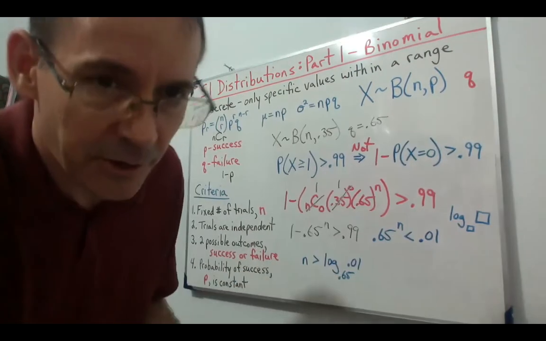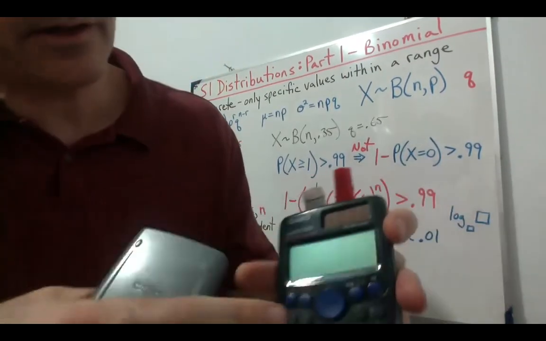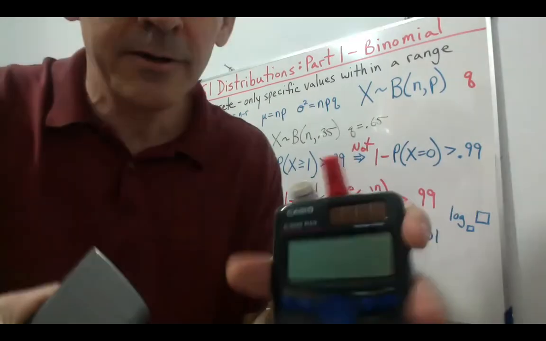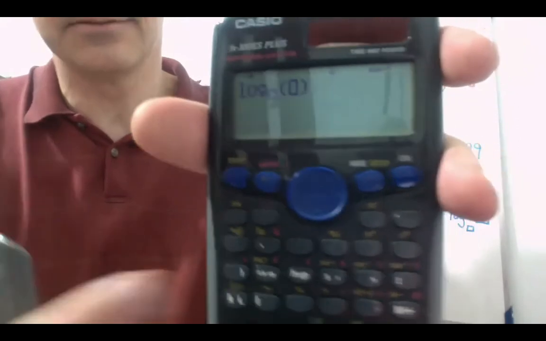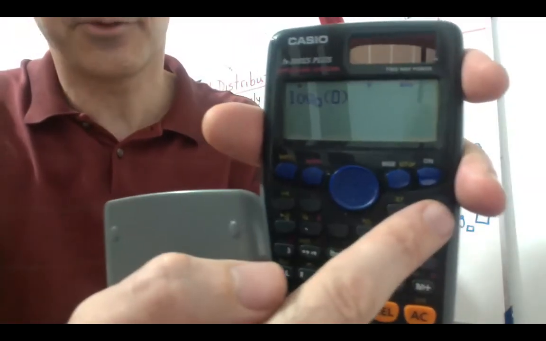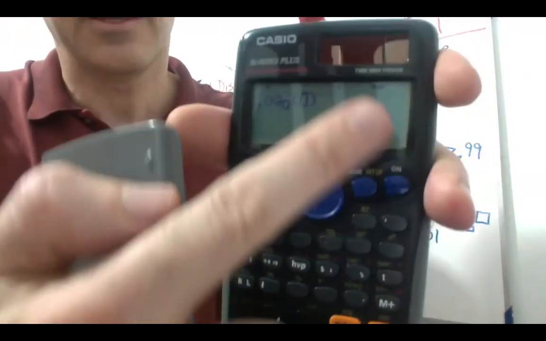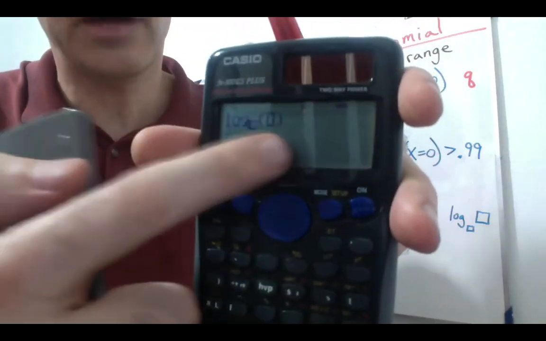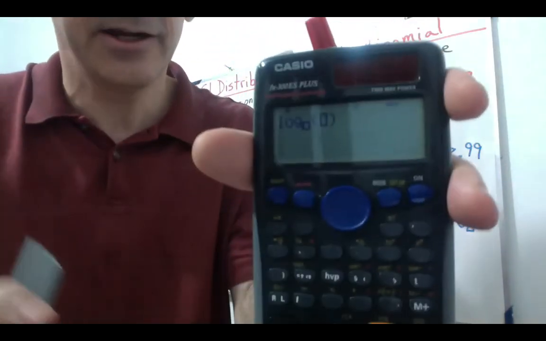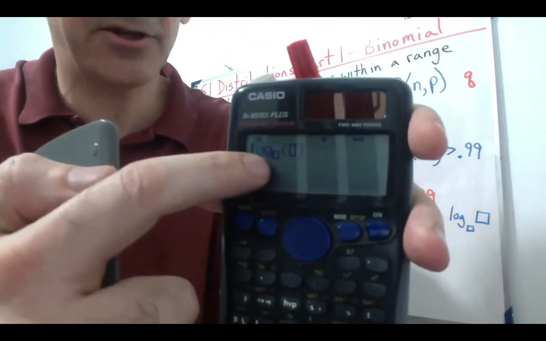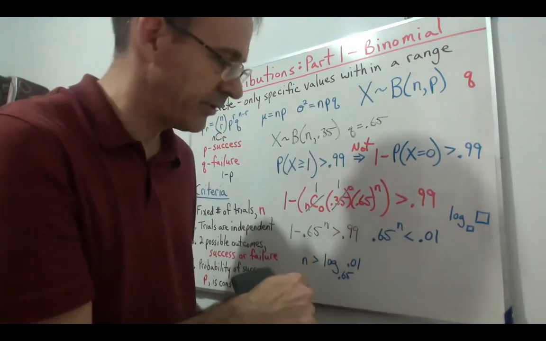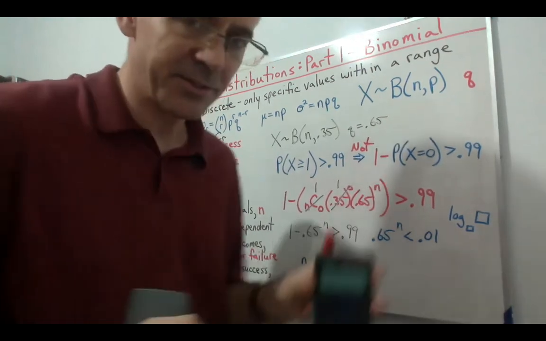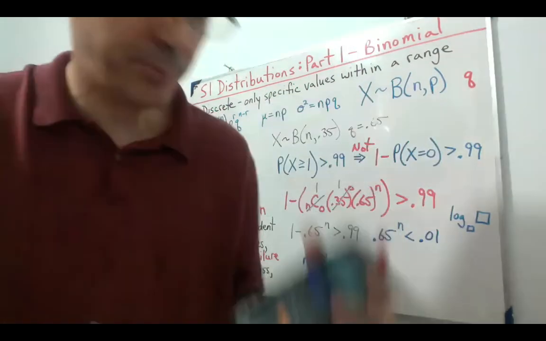On your calculator, it might be all the way up here in the corner. When you push it, it looks like that. So if you have that key on your calculator, that's the one you want. The little box is the 0.65. It's the base of the exponent. And the big box is the 0.01. So that's what you're going to put in there.